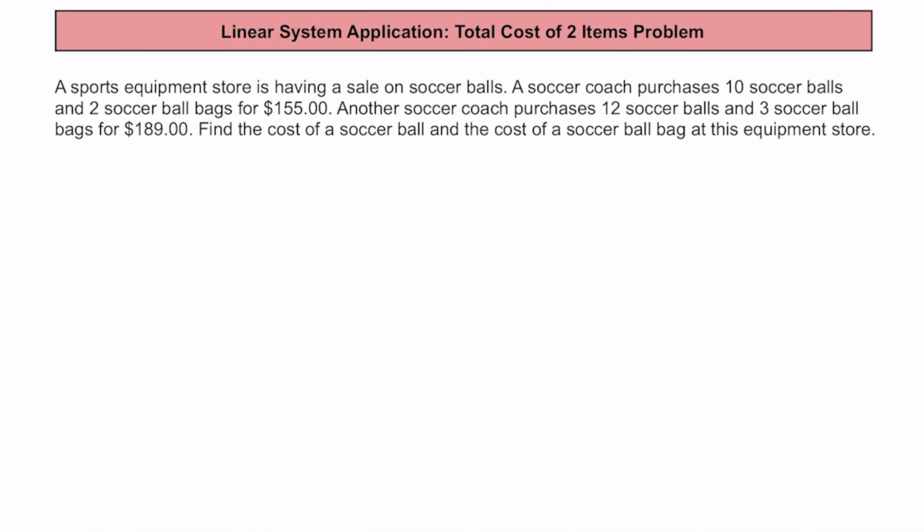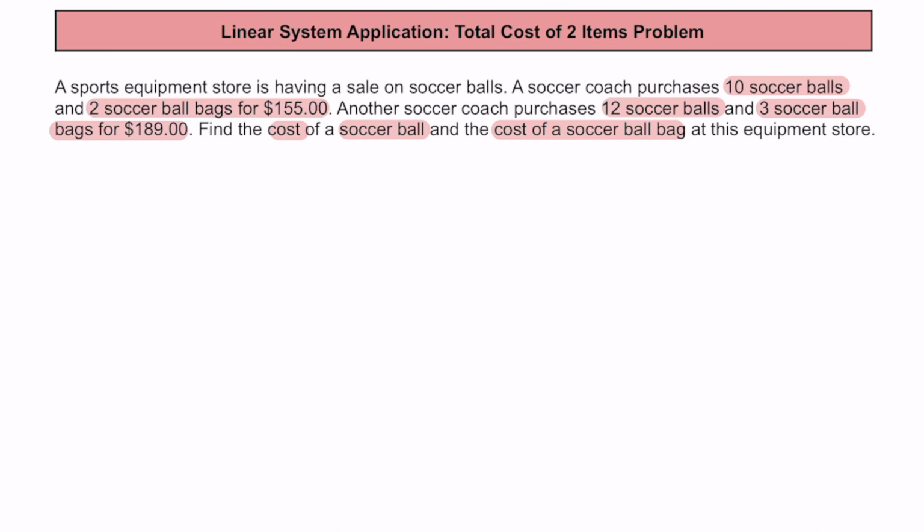So in this problem, a sports equipment store is having a sale on soccer balls. A soccer coach is going to be purchasing 10 of these soccer balls, but they're also going to pick up 2 of these soccer ball bags for $155. A different soccer coach is going to be purchasing 12 soccer balls instead, but they're also going to be buying 3 of these soccer ball bags, and their total cost ends up being $189. What we're going to do here is find the cost of just one of these soccer balls. We also have to find the cost of just one of these soccer ball bags as well.